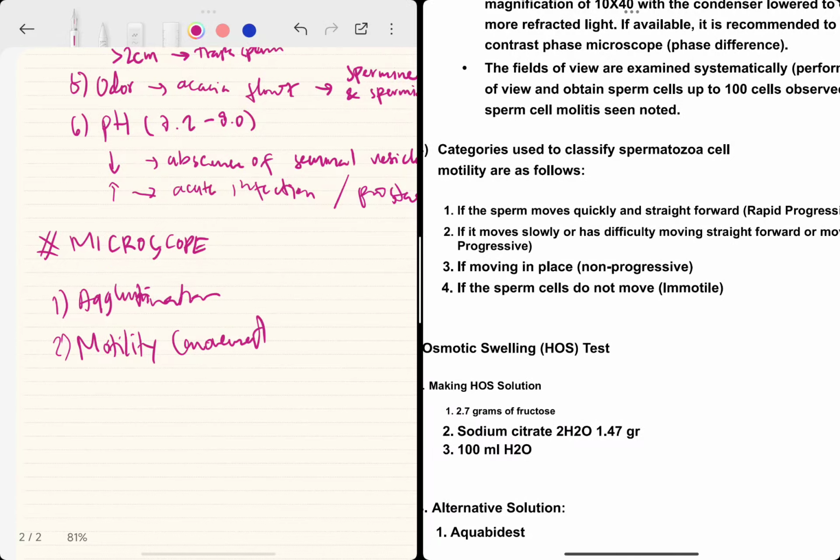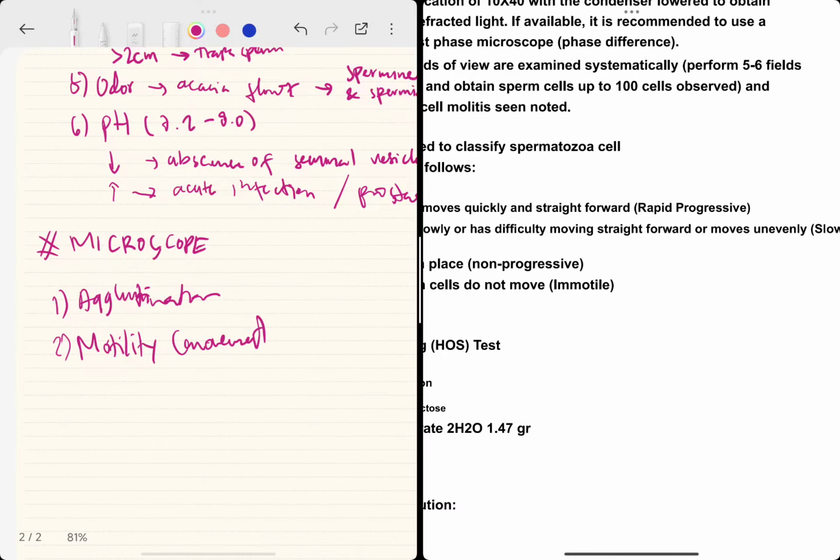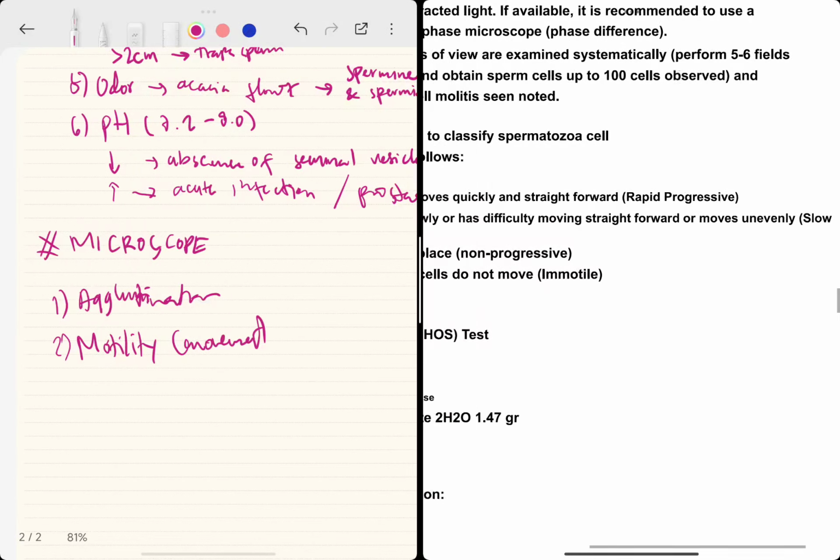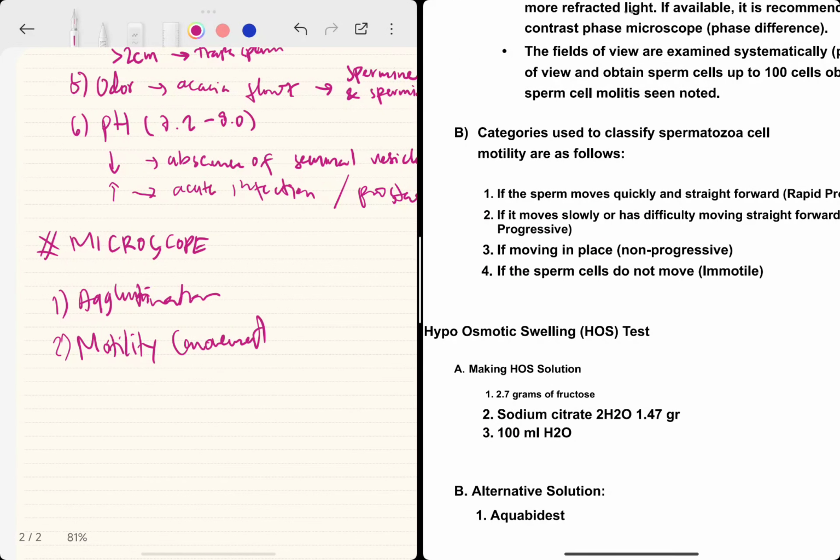The categories also have 4 types. The first one is the rapid progressive, or PR, and also progressive. Usually rapid progressive means that they are fast and have straightforward movements, so they just go straight. They don't go left or right. And then we also have the slow progressive. For this one, they still move, but it's not straight, and their movement is also slow or difficult.